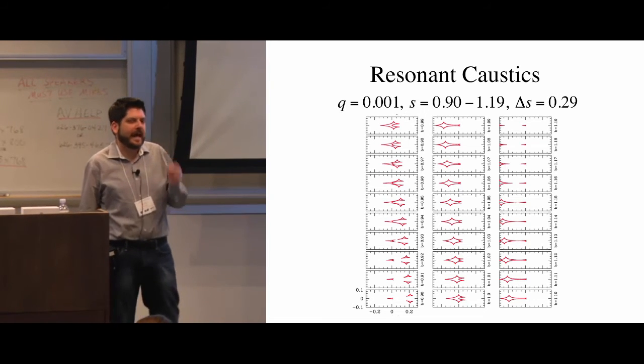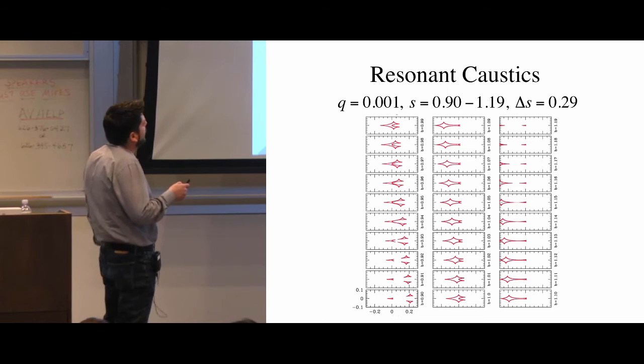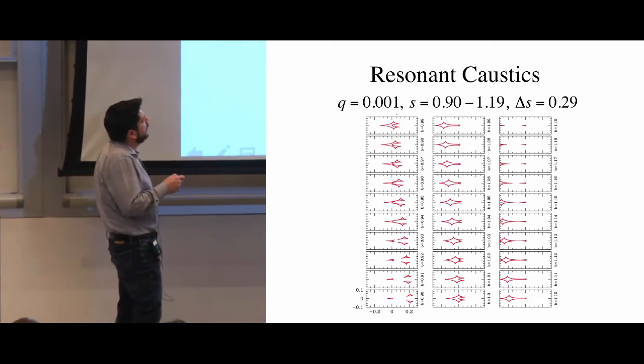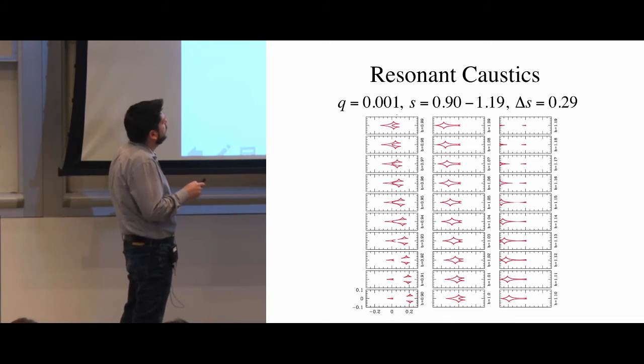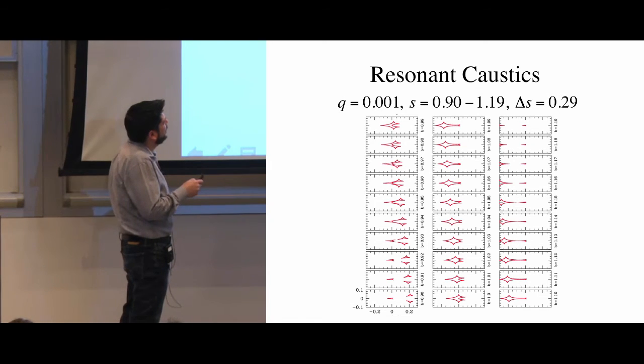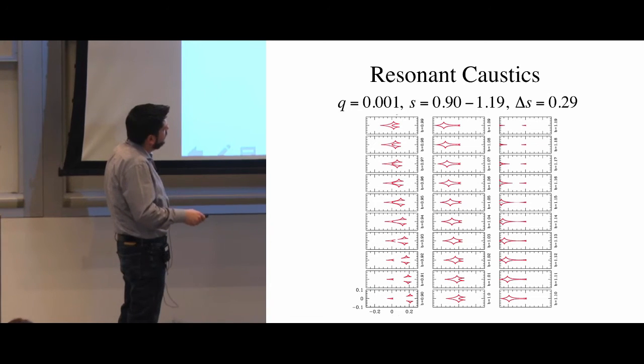The other very fascinating thing about resonant caustics is that their precise shape depends extremely sensitively on exactly what the separation is. So here's a mass ratio of 10 to the minus 3, so roughly Jupiter to the Sun. Separations, in units of the Einstein ring radius of the total mass, between 0.9 and 1.19. So this is just a 30% difference here. And you can see that the shape of the caustic changes dramatically as a function of S.